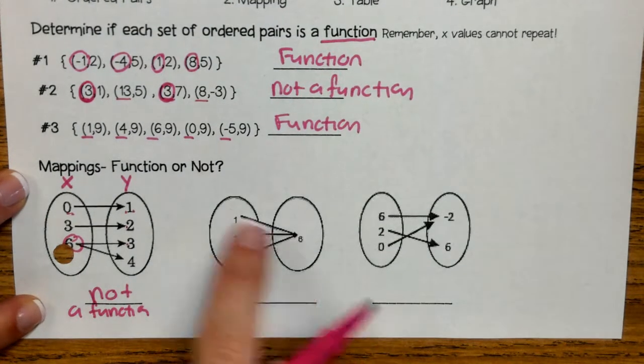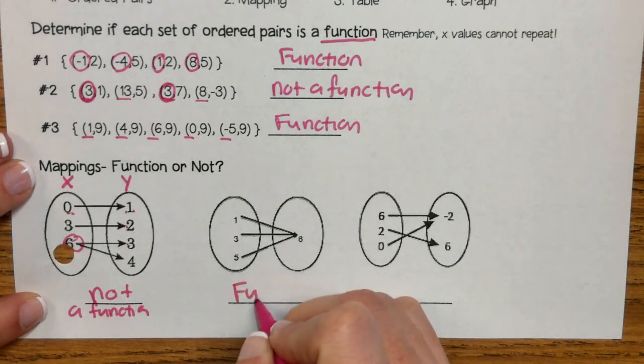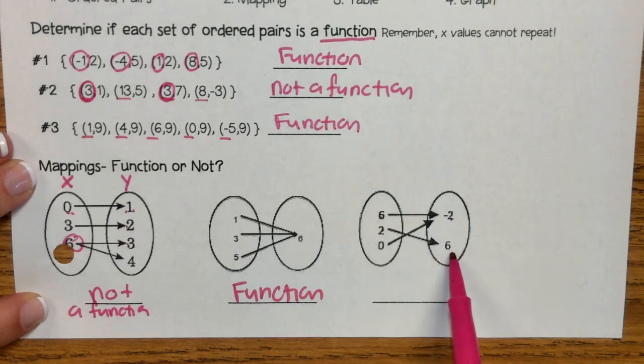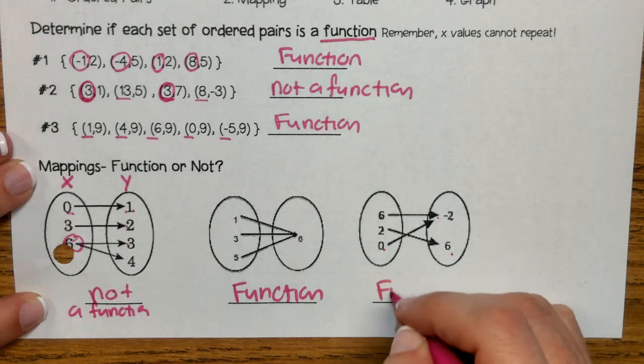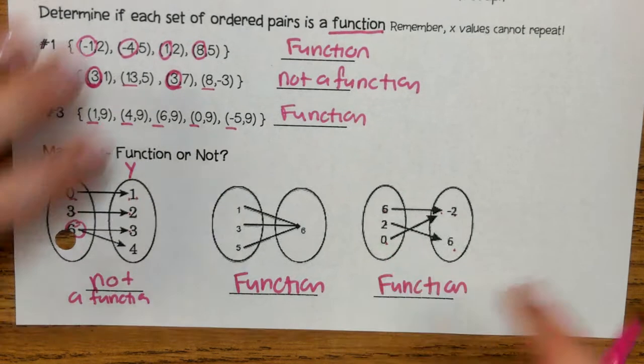Okay, next one. 1, 6, 3, 6, 5, 6. Is that a function? Yes. And 6, negative 2, 2, 6, and 0, negative 2. I don't understand. Yes. You don't get this one?